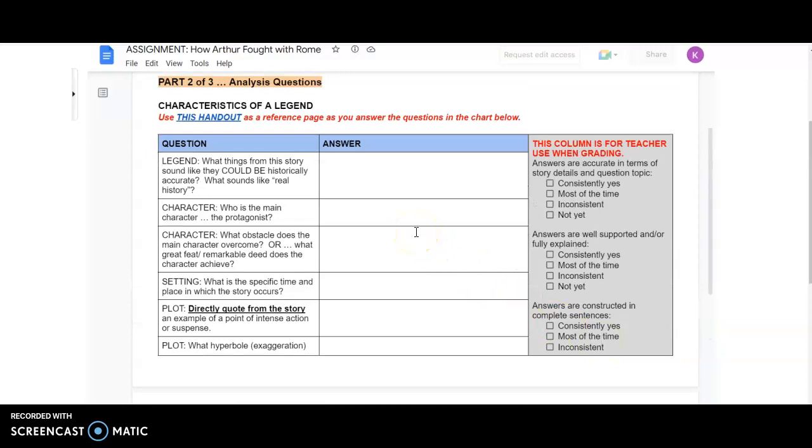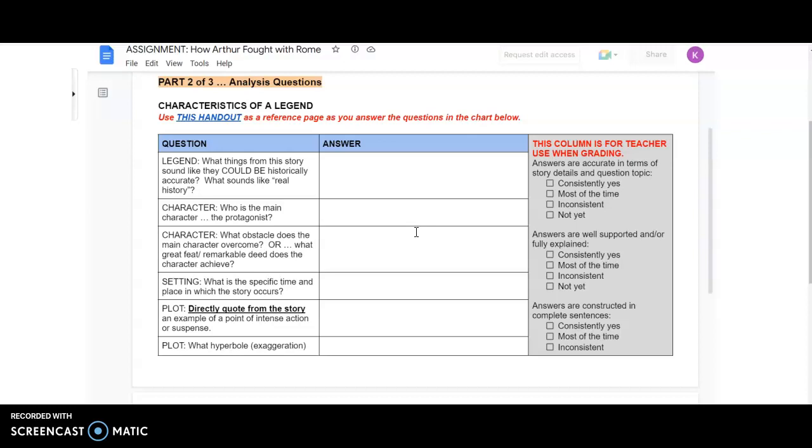So, questions. Legend. What things from the story sound like they could be historically accurate? What sounds like real history? Character. Who is the main character? Who is the protagonist? What obstacle does the main character overcome? Or what great feat, remarkable deed does the character achieve?